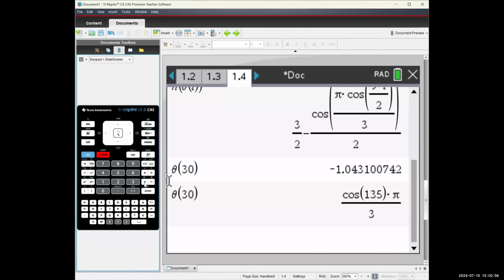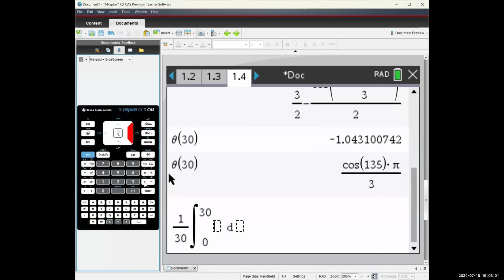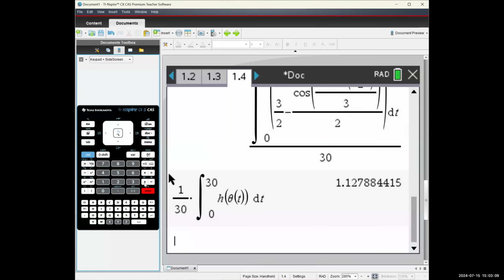And then I will do an integral with a 1 over 30 here, 0 to 30, and h theta of t dt. Control Enter. The answer correct to 2 decimal places will be 1.13, okay? In meters, all right? Rounded from 1.12788, etc. So that's the end of the second question. And you can move on to the third question.